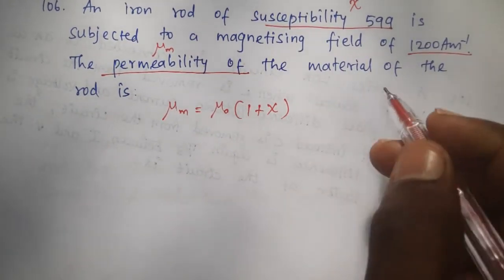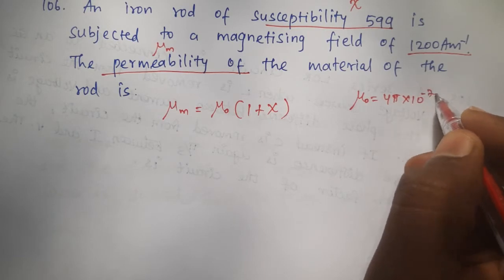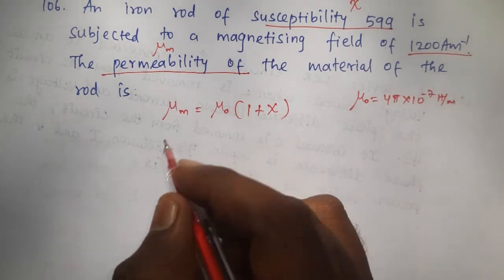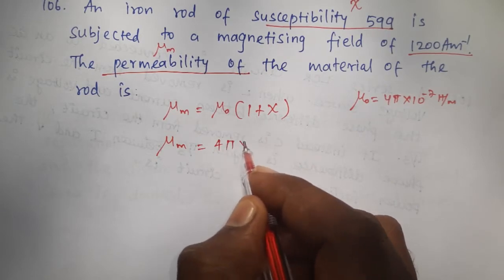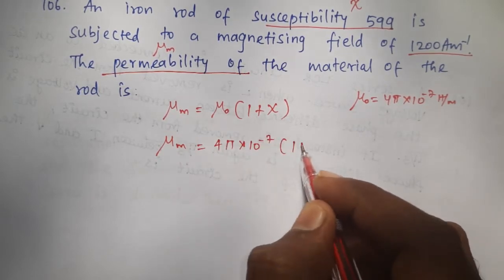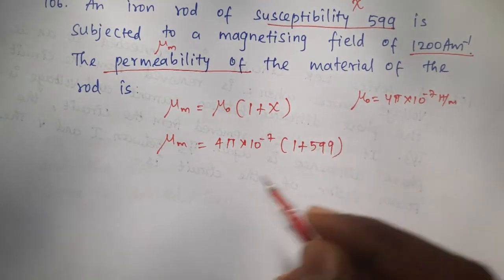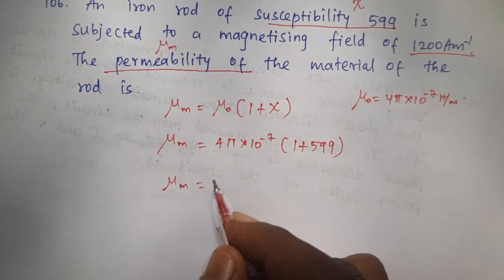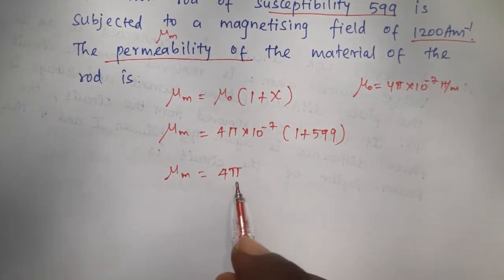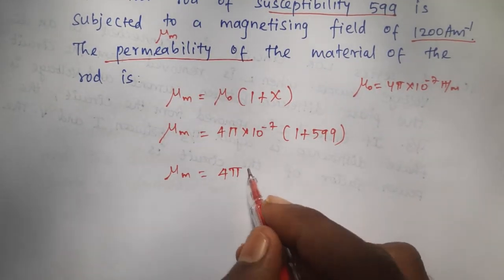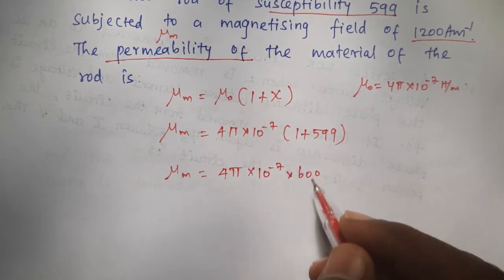Mu naught value we know already. Mu naught is equal to 4 pi into 10 power minus 7 Henry per meter. Now mu m is equal to mu naught, 4 pi into 10 power minus 7, times (1 plus chi). Chi value is 599, that is susceptibility. Mu m is equal to 4 pi times 10 power minus 7, no need to substitute the value of pi because in the options it is in terms of pi. 500 plus 1 is 600, so this is 600.